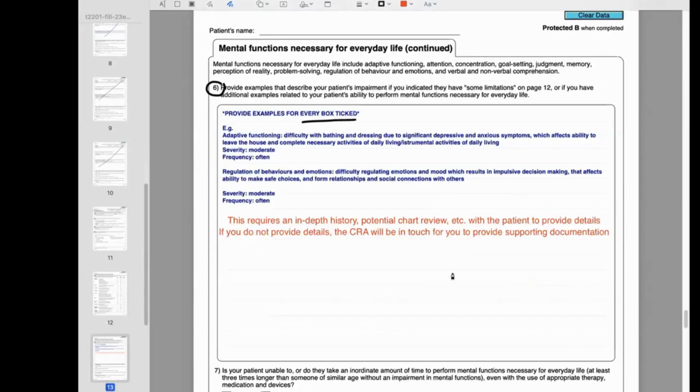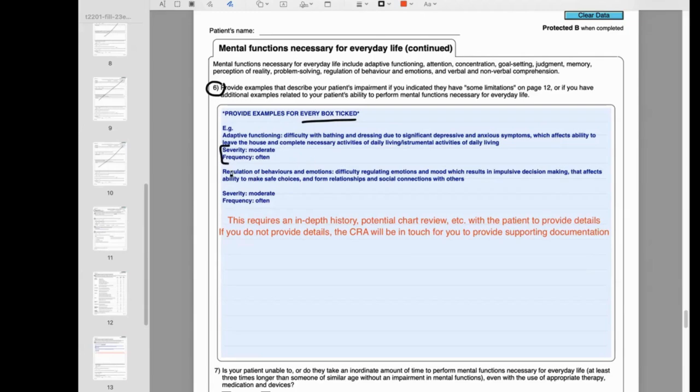So here are just some brief examples. I ticked off that they had some adaptive functioning limitations, so difficulty with bathing and dressing, due to significant depressive and anxious symptoms. It affects their ability to leave the house, et cetera. And I've put that the severity is fairly moderate and it's often, so it's most days that this is an issue.